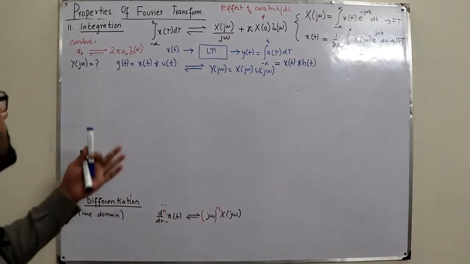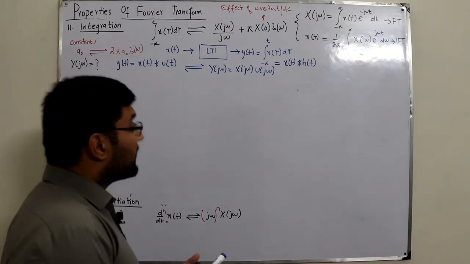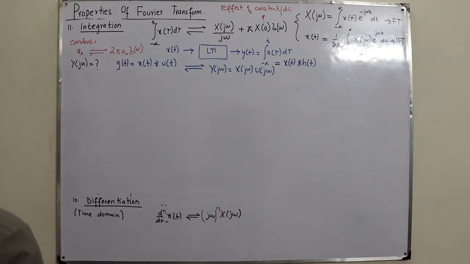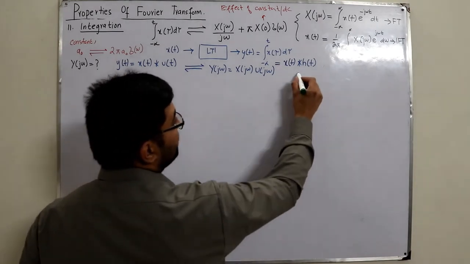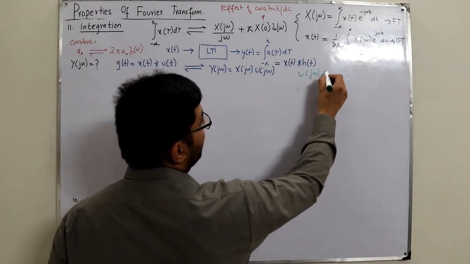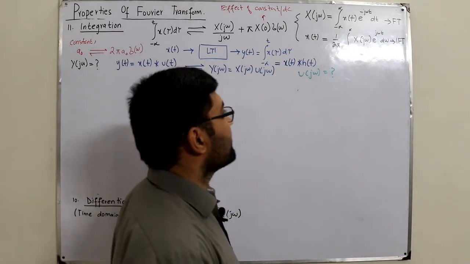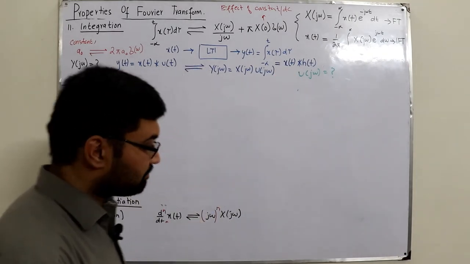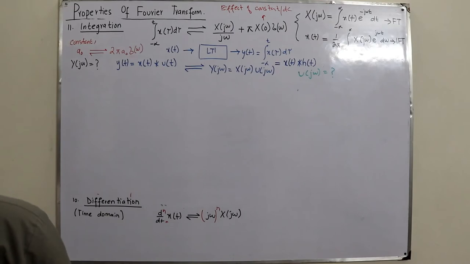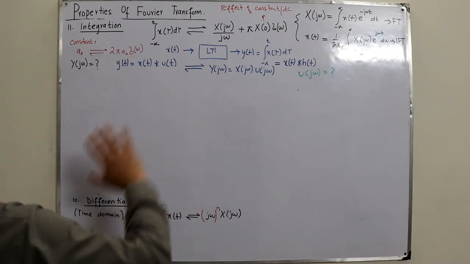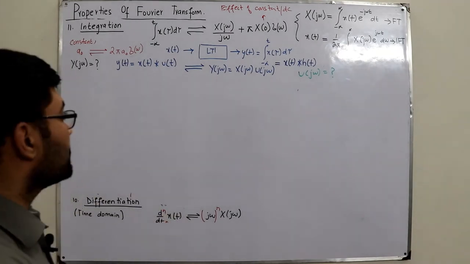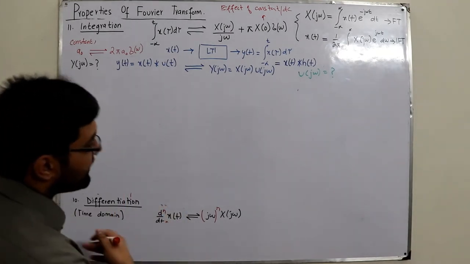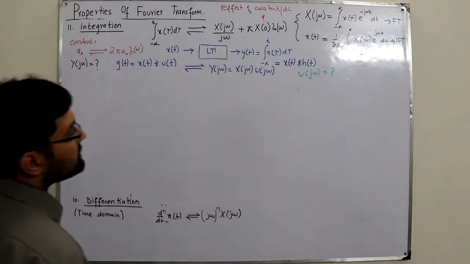Now, depending on x of t, we can have any corresponding x of j omega. But what we need to do is find the value of u of j omega. This is something of our importance. So now come back, leave it till here. We know Y of j omega is X of j omega into U of j omega. X of j omega, let it go. U of j omega, what do we do?